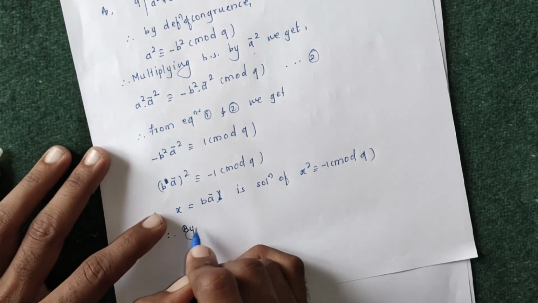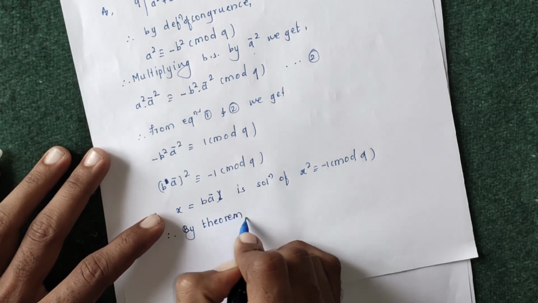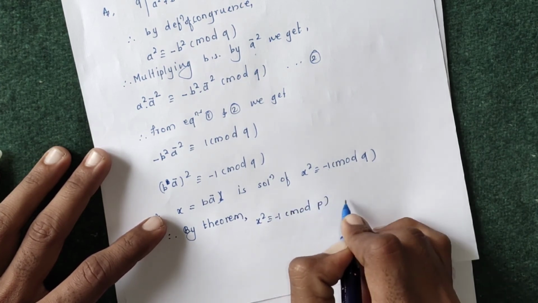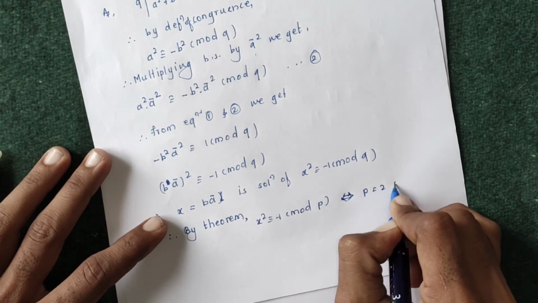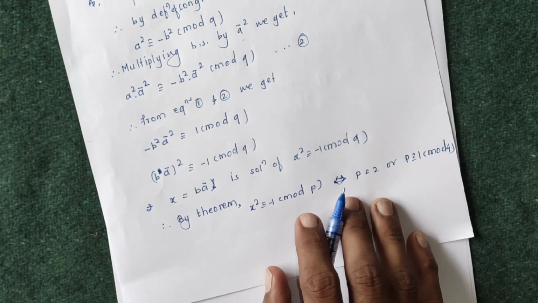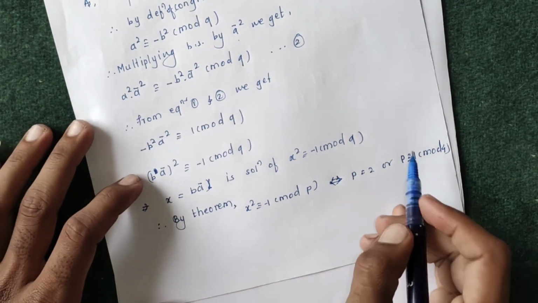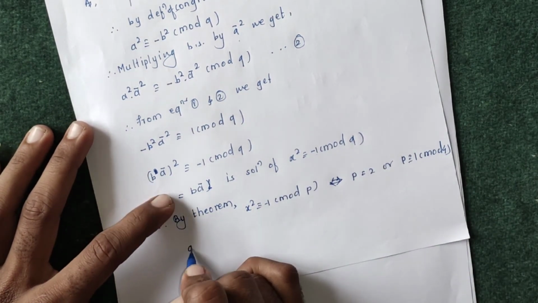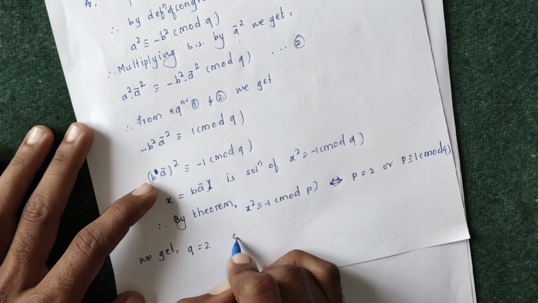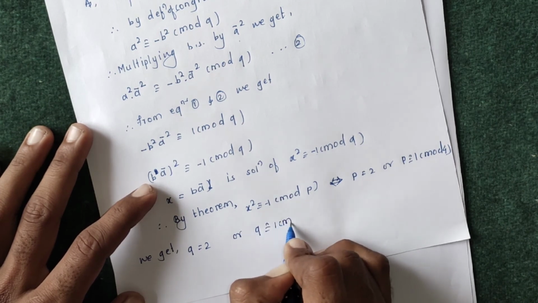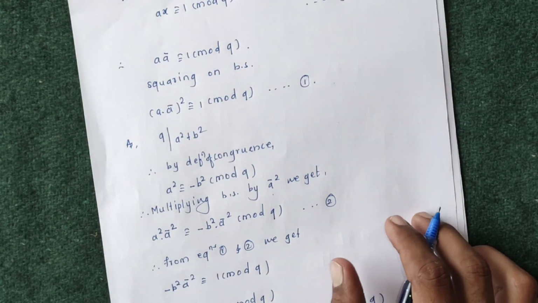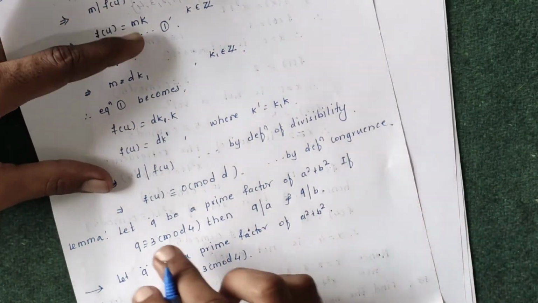Therefore, using the theorem, X square is congruent to minus 1 mod P if and only if P is equal to 2 or P is congruent to 1 modulo 4, we get Q is equal to 2 or Q is congruent to 1 mod 4, which is a contradiction, since it is given that Q is congruent to 3 mod 4.